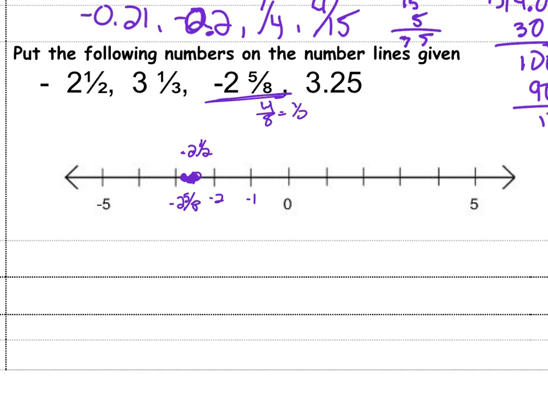And then my 3.25. So 1, 2, 3. We know this is 3. I have 3 1/3 and 3.25. So this halfway in between would be exactly 3.5. 3.25 is halfway between there. And 1/3 I know is 0.3 repeating. So it's going to be a little bit further than 3.25.